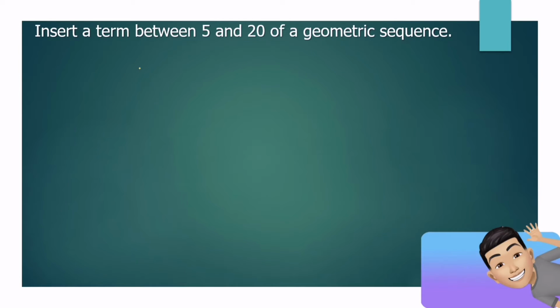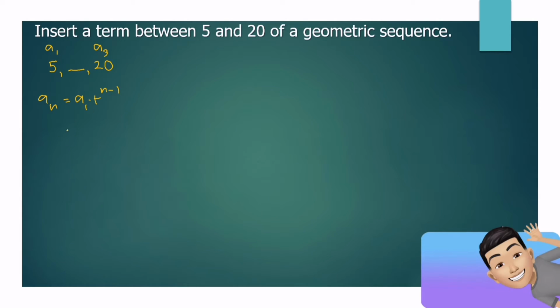Insert a term between 5 and 20 of a geometric sequence. In this given example, we have 5 as a sub 1. And since we are going to insert a term between 5 and 20, 20 will become the a sub 3. So, remember, we need to identify first the common ratio, and for us to do that, we can use the formula of the nth term ng geometric sequence.